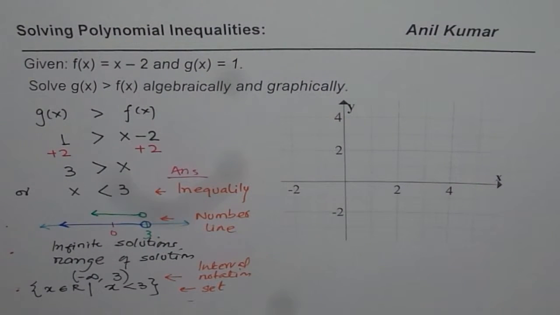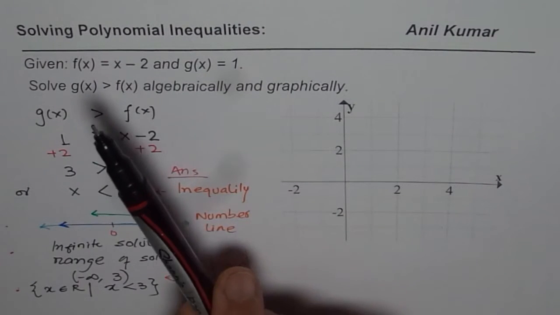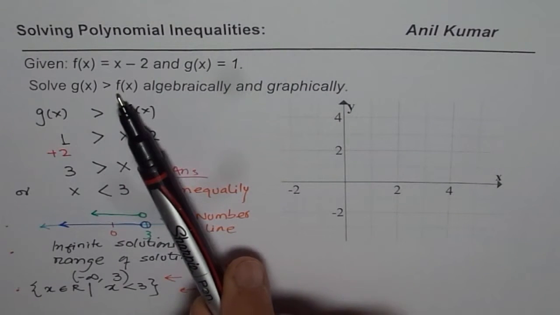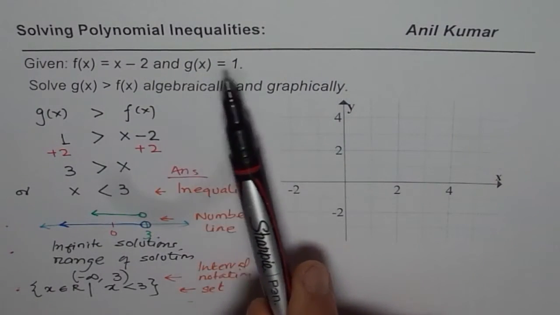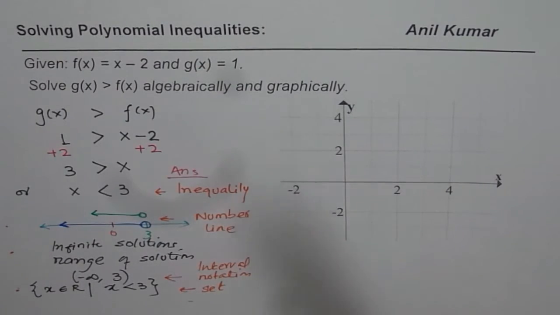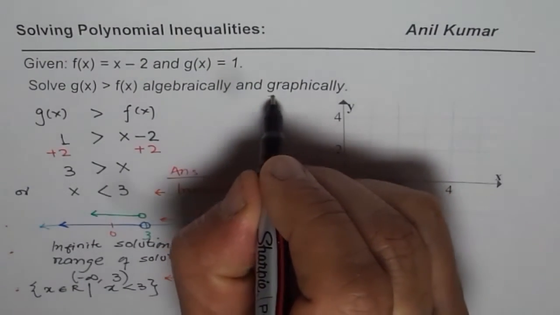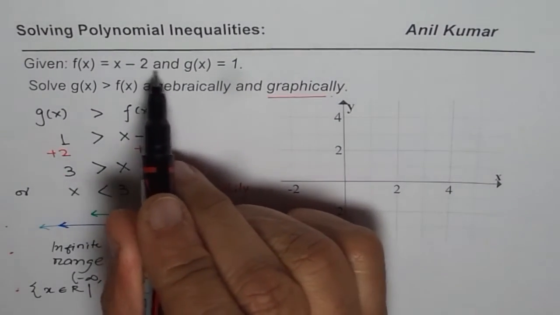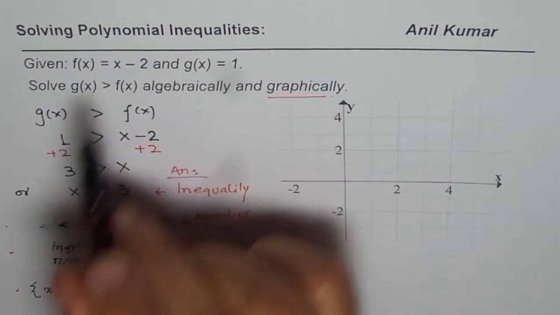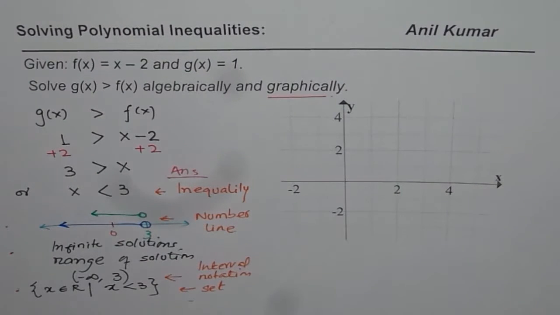Now let us look into the graphical solution of the same inequality. The inequality given to us is g of x greater than f of x, where f of x is x minus 2 and g of x equals 1, and we'll now show you method 2, which is the graphical solution, right? Now in graphical, we just need to graph these. f of x equals x minus 2.